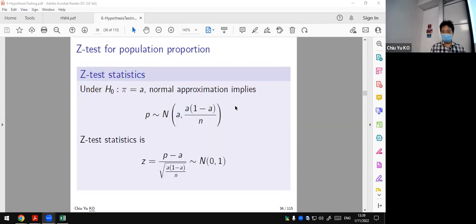So now we have the other one that you would be expecting, which is what about binary data, right? Binary data has a very nice feature, because under H null, okay, we make an assumption about the population proportion, right? That means that the variance is also pinned down, right? Because you make the assumption on the mean, you also make the assumption on the variance, okay?